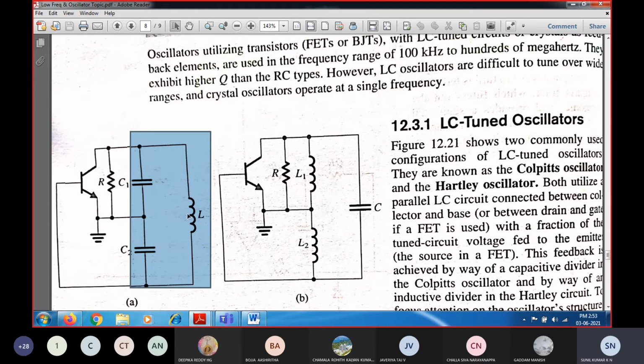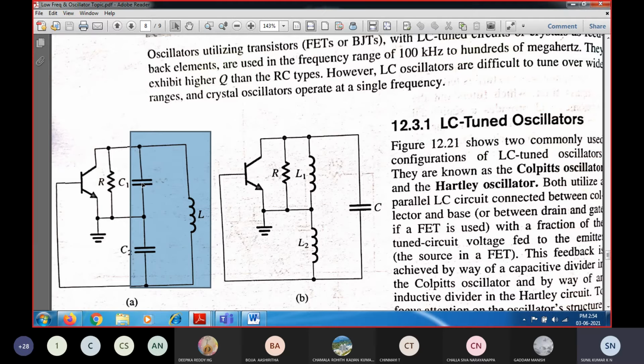So the feedback elements can consist of two types. One is two capacitors with one inductor, or two inductors with one capacitor. If we have two capacitors as dividers and one inductor as the feedback element, then you are going to call it a Colpitts. Easy to remember: Colpitts stands for C, and C stands for capacitor. So two capacitors will be there, and one inductor.